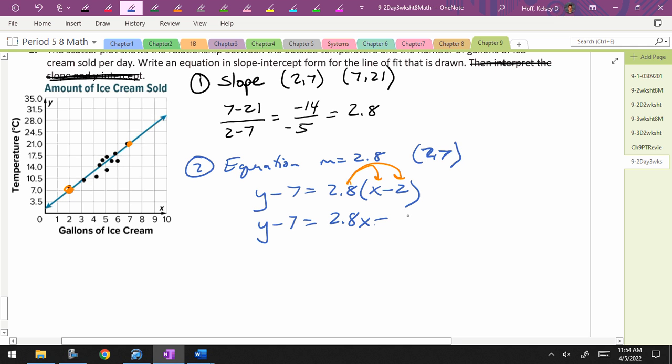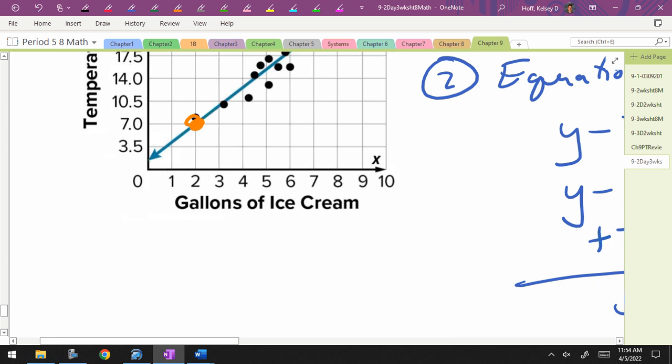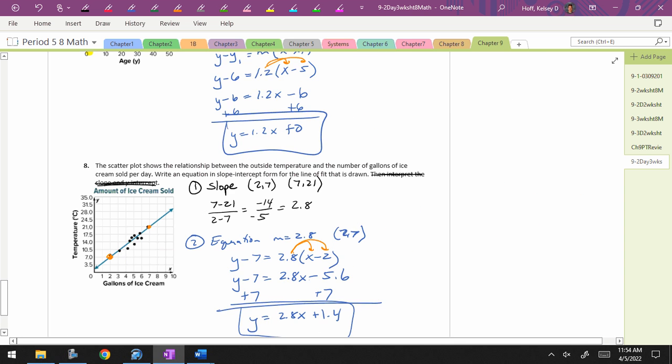minus 5.6. Bless you. Then add 7 to both sides. Y equals 2.8x plus 1.4. Now look, does that make sense that your graph is crossing at 1.4? It looks about halfway between 0 and 3.5, correct? 1.4 would be okay. So that's an easy way to check: did it cross where I calculated?